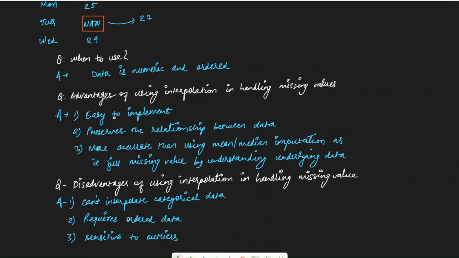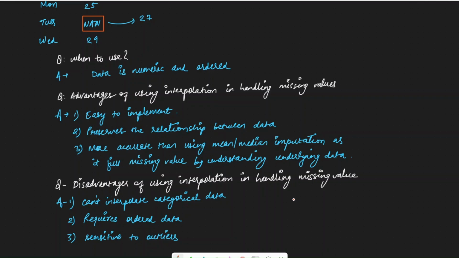Advantages of using interpolation in handling missing values: the first is that it is easy to implement, as there is a direct Python function for that. It preserves the relationship between data, because we are defining this value on the basis of its relationship with the other values. It is more accurate than mean and median imputation, as it fits missing values by understanding the underlying data. We understand the pattern first, and then on the basis of that pattern we say, okay, NaN should be replaced with 27.